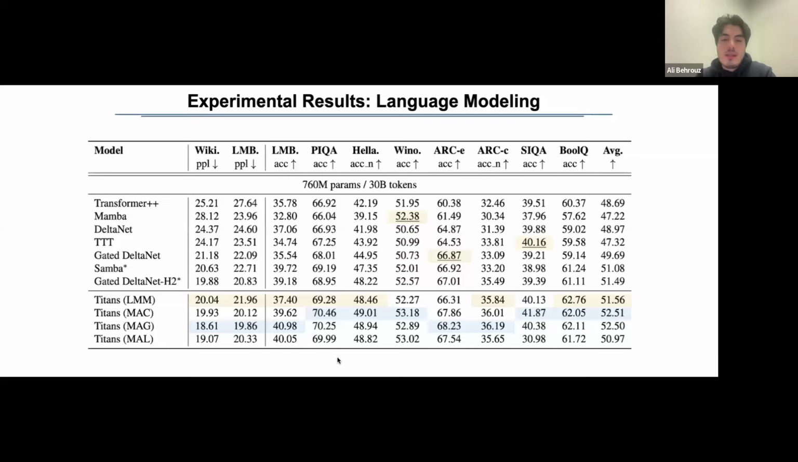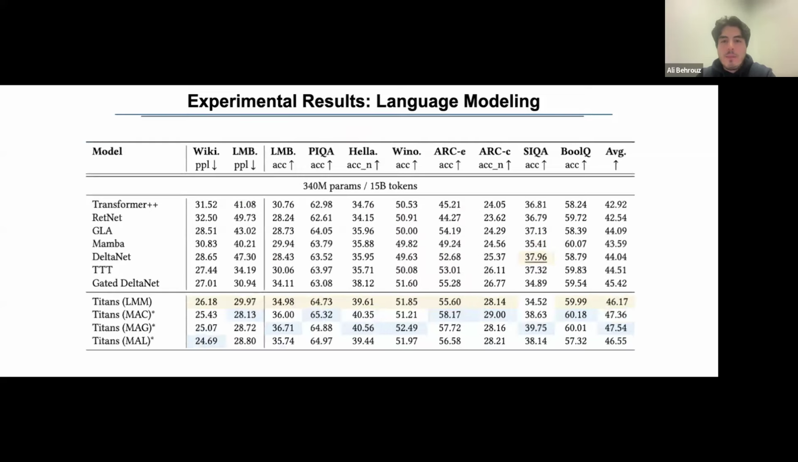And so that's also a very interesting part because it's worth trying to design future hybrid architectures in the format of memory as a context or memory as a gate, and they might be more powerful than memory as a layer. We can see also similar results or the same pattern in the smaller scale as well.